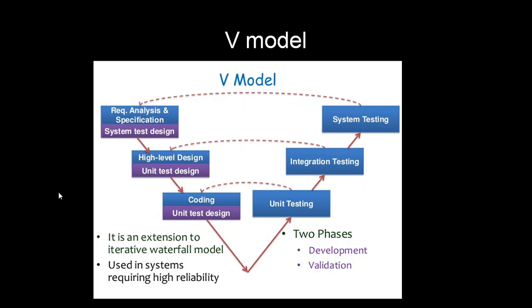Hello all. In this lecture, we'll see the V model. In the previous lectures, we have seen the classical waterfall model and also the iterative waterfall model. And this is a variant of the waterfall model itself. We call it the V model. It's a variant of the classical waterfall model itself. So we call this the V model.